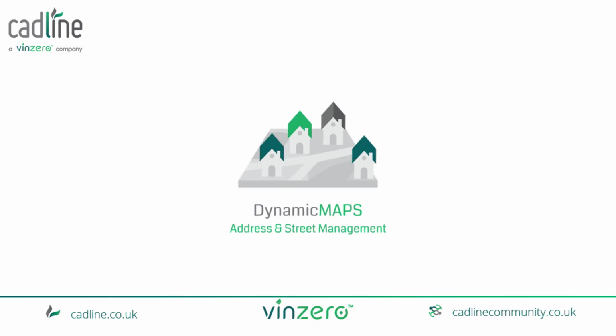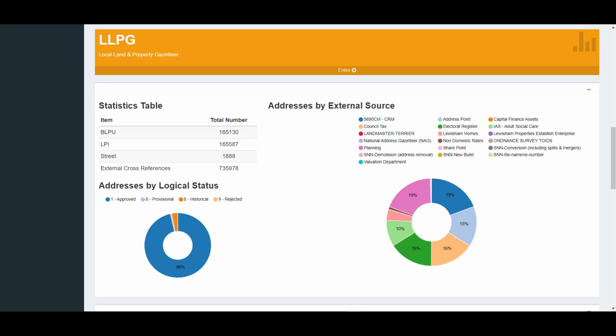Cadline's Dynamic Maps address and street management application is a BS7666 land and property and local street gazetteer. The application has a management dashboard allowing you to view statistics about your LLPG and LSG. By unticking certain categories, the dashboard updates to reveal real-time statistics, for example filtering out planning and council tax records.